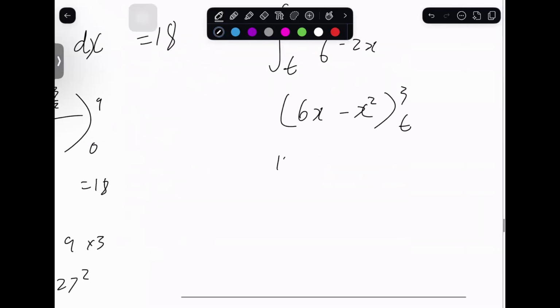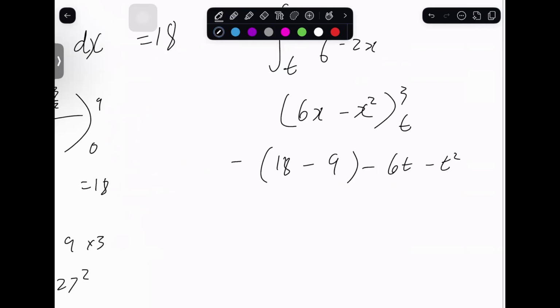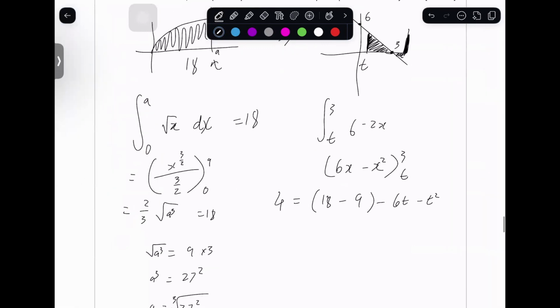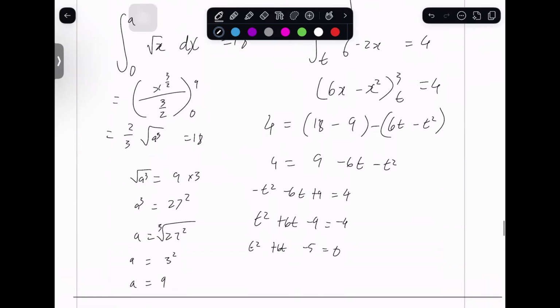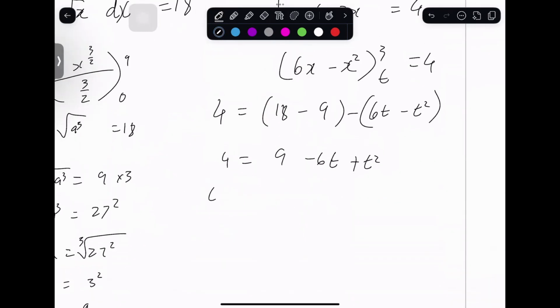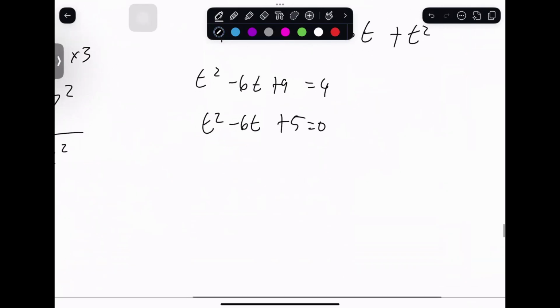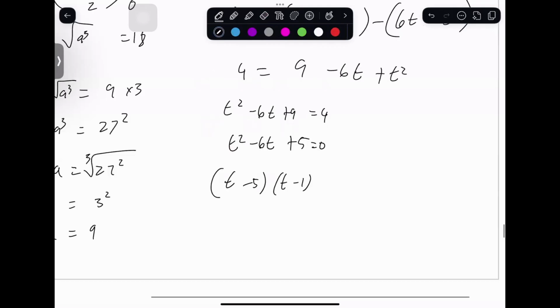Sub in those points, we get 18 minus 9, whole thing minus 6t minus t squared. And this whole function should equal 4, because that's given to us in the question. That's the value we're trying to look for. We got the brackets. All right, that makes it a bit easier. Move the 4 over to the other side, and you get t squared minus 6t plus 5, and hopefully we can find a solution here. And yes, we can. We can use -5 and -1. And this should give valid solutions.